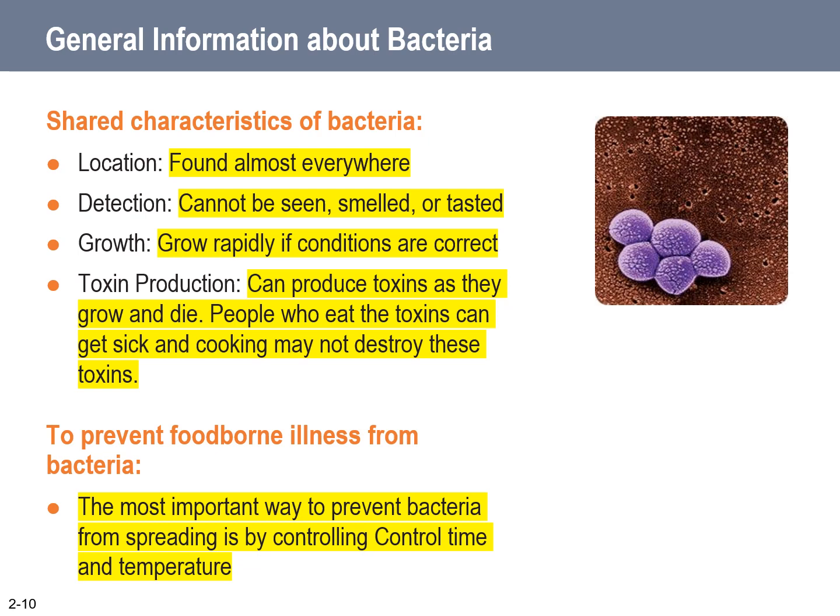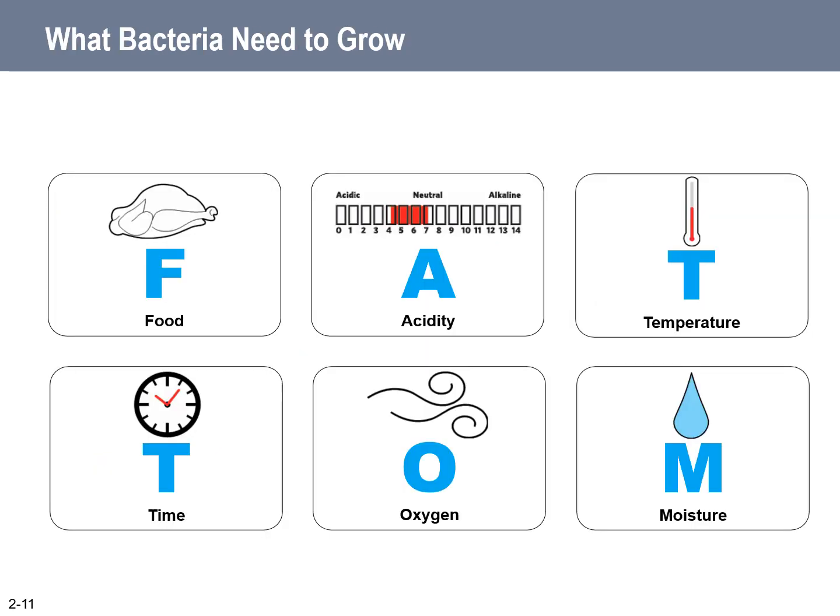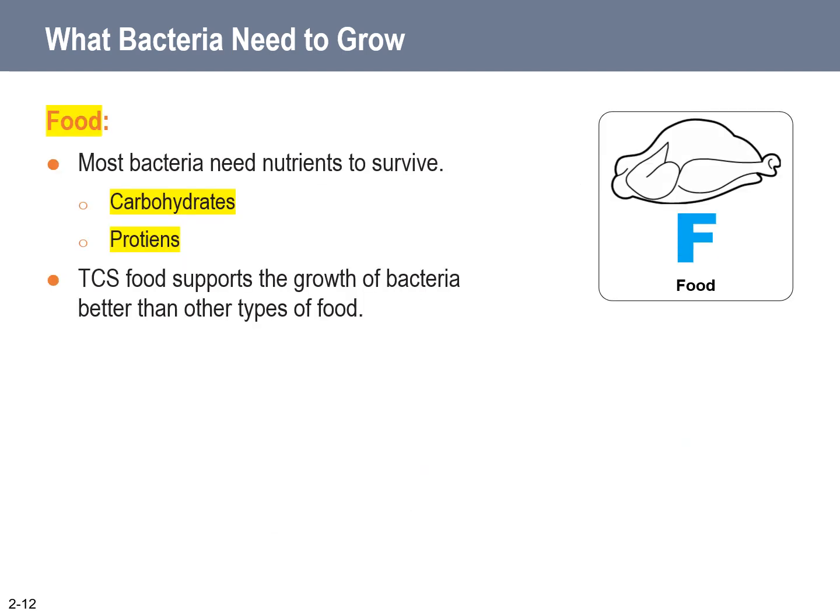How can you prevent this? So the best way and the most important way to prevent bacteria from spreading is by controlling time and temperature. So there are 6 conditions where bacteria need to grow, and all these conditions need to get met in order for that. So the acronym is FAT-TOM. So you have food, acidity, temperature, time, oxygen, and moisture. Remember, FAT-TOM.